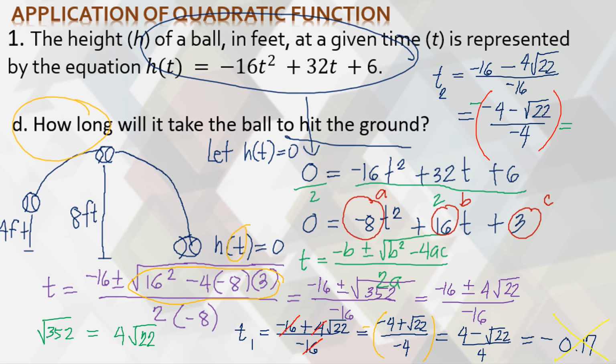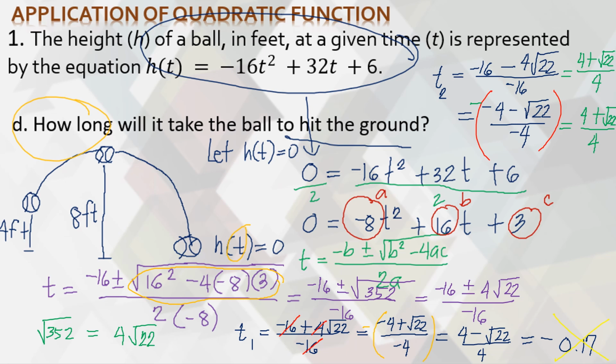equal to, ibig sabihin na pag-negate, i-negate mo yung numerator, i-negate mo din yung denominator, ay wala namang epekto. So, mangyayari dyan, magiging positive na ang denominator. Negative and negative is positive 4. Negative and negative is positive square root of 22. So, sa madaling salita, t sub 2, this is equal to 4 plus square root of 22 over 4.